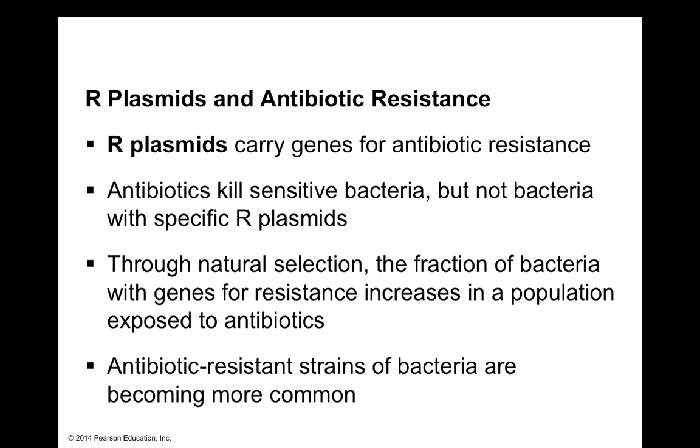The last thing I want to mention is the growing problem of antibiotic resistance. Resistance genes are found on plasmids called R plasmids. And like F plasmids, cells with R plasmids have the ability to create mating bridges and transfer these resistance genes to another bacteria. And that's going to increase the number of bacteria who become resistant to certain antibiotics.